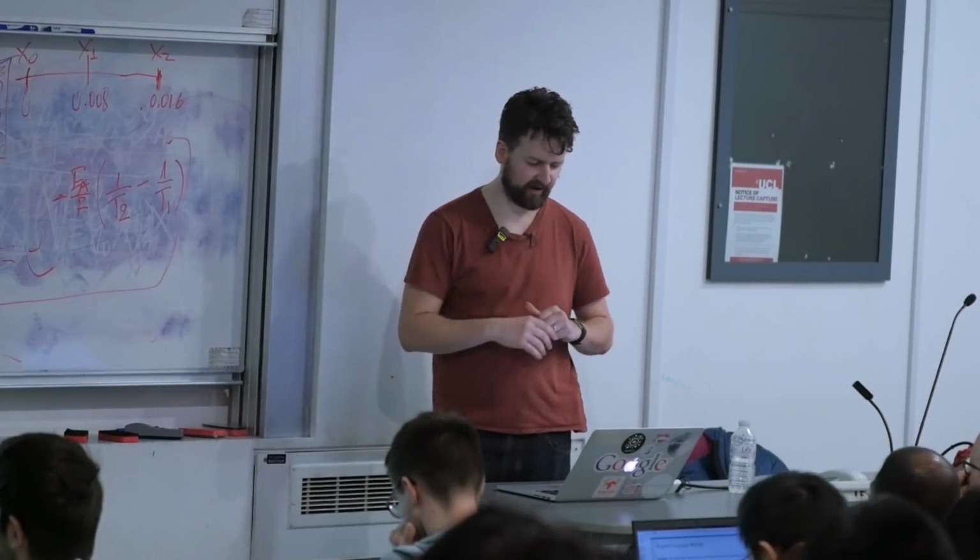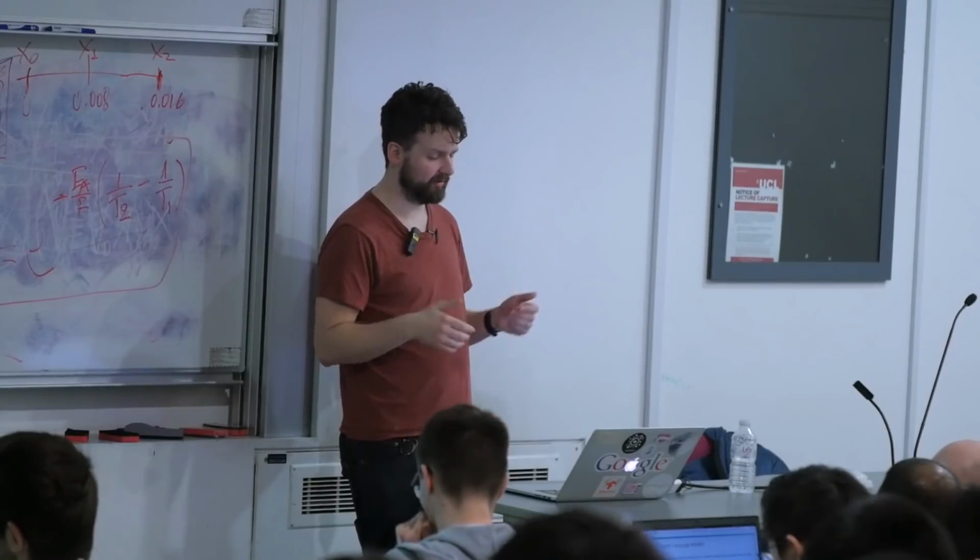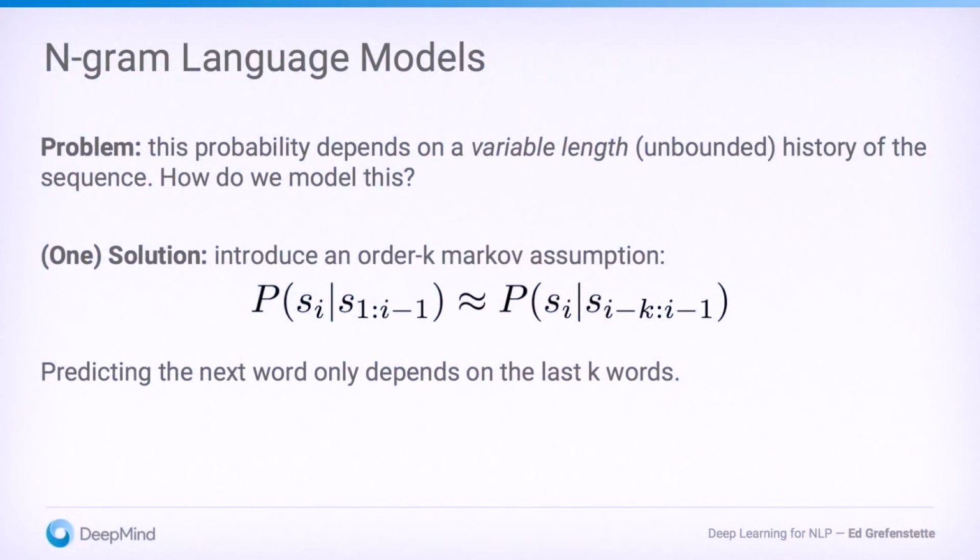The probability we've just defined depends on a variable length, unbounded history of our sequence. And how do we model that? Because we might have different lengths, we can't just record every particular instance and pretend that we have a variable length probability distribution in a table. So one solution, if we want to use tabular methods, is to introduce an order k Markov assumption. An order k Markov assumption in sequence modeling means that I'm going to condition my decision about what to do next, so which symbol to emit next, on at most the previous k symbols.